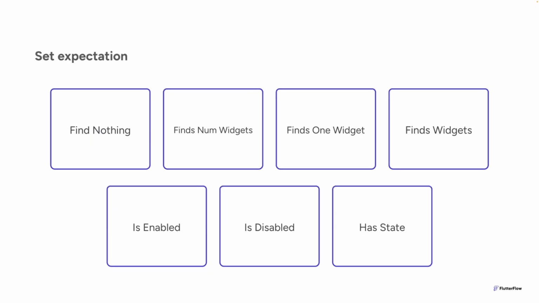After locating your widget, then set what you expect to find using any of the below options, including find nothing, finds one widget, is disabled, has a state, and so on.